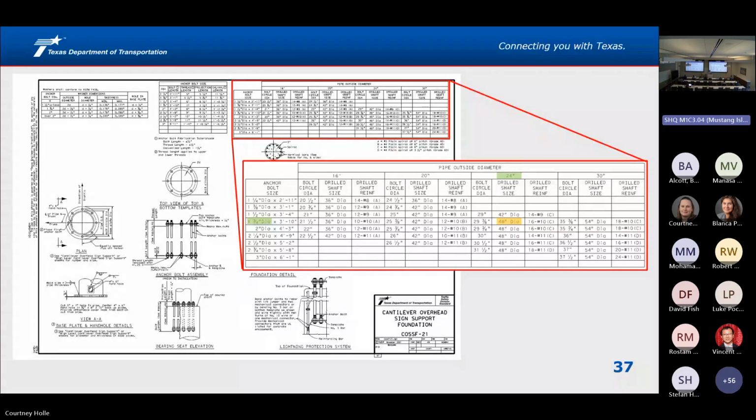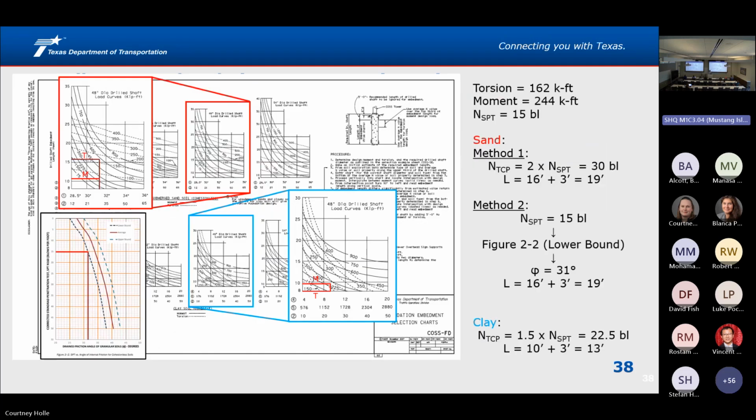And so taking a look at the other chart, I've determined my anchor bolt size over there, and that tells me that there's a 48-inch diameter shaft due to the pipe outside diameter being 24 inches. And then that takes me over to very similar charts here. Now we have this one divided up between sand and clay.